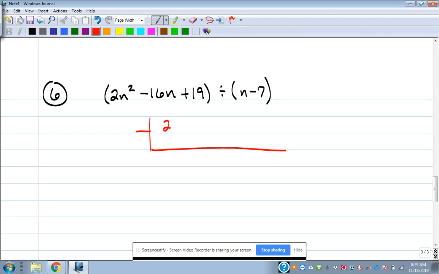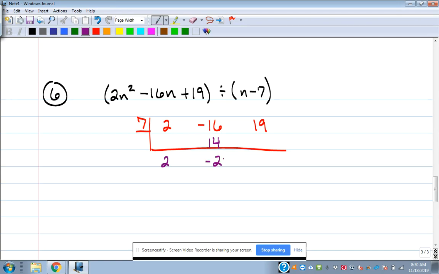2, -16, 19. What goes on the shelf? +7. Where does that come from again? Set the n plus 7 equal to 0. Solve it. Okay, and that gets you the number on the shelf. Drop the quarter in the slot. 14. Then what?